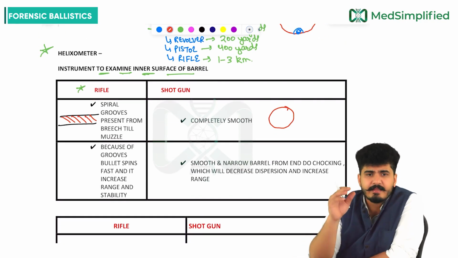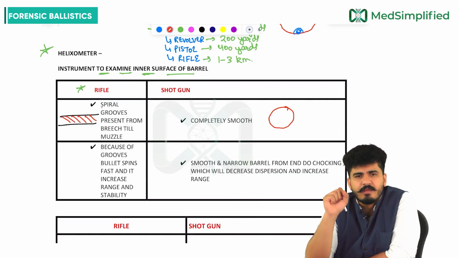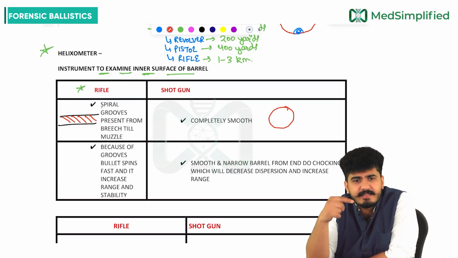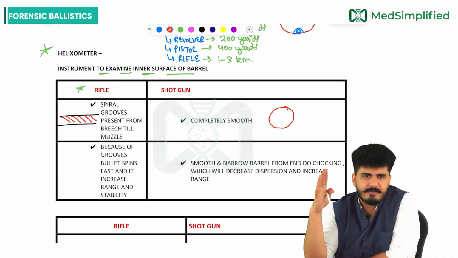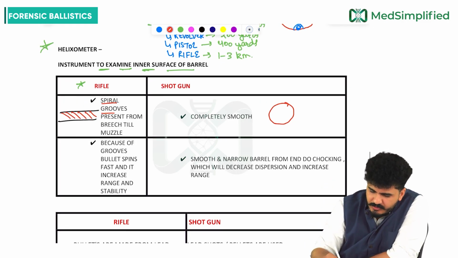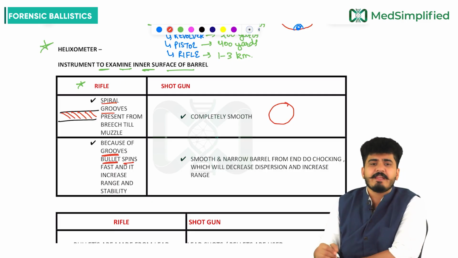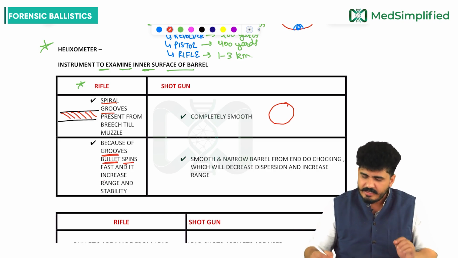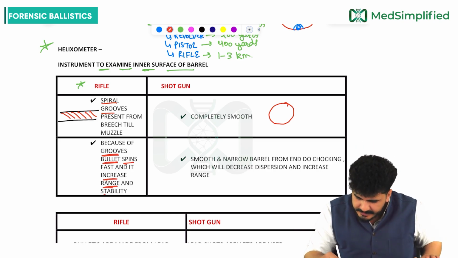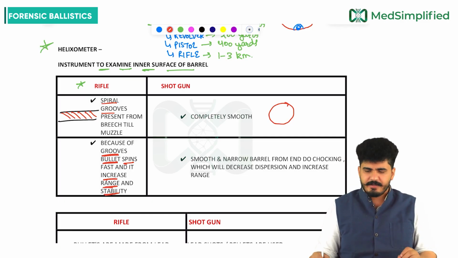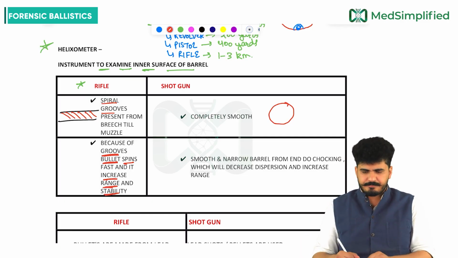Second, what is the importance of these grooves? Because of these grooves, the bullet spins very, very fast. The moment it is spinning fast, it increases the range and the stability. It will increase what, sir? Range and the stability.